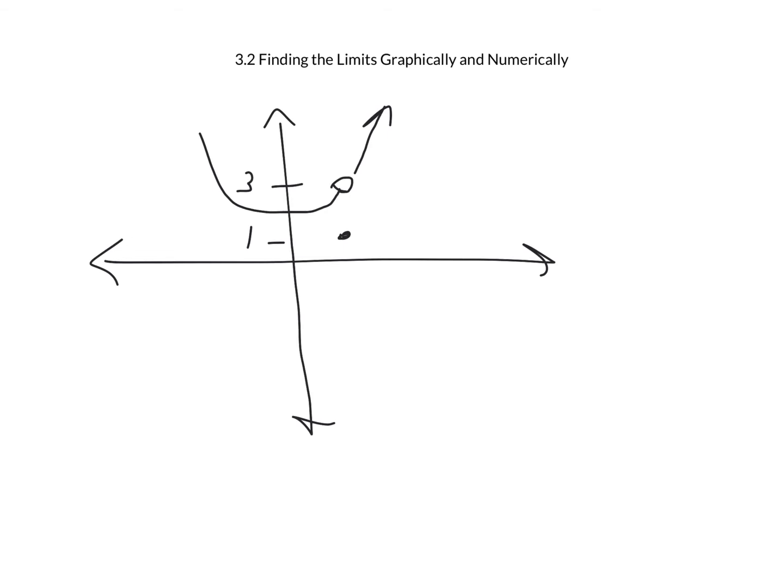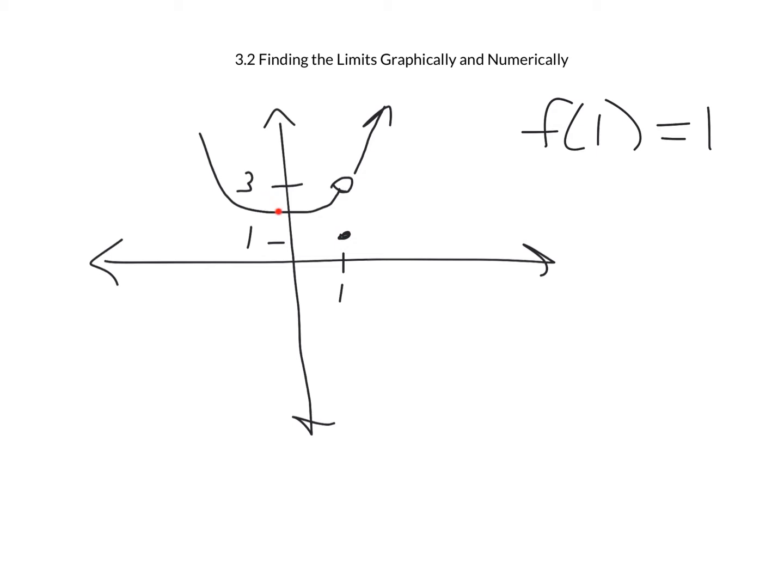If I were to say what's this function equal to at x equal to 1, if I said, what's f of 1? You would probably say it's 1, and you would be right, because if you go to x equal to 1, your output's 1. But in terms of a limit, how do we find a limit?